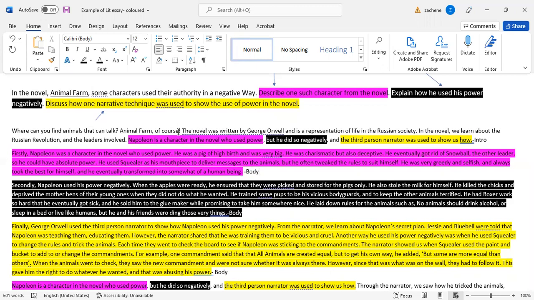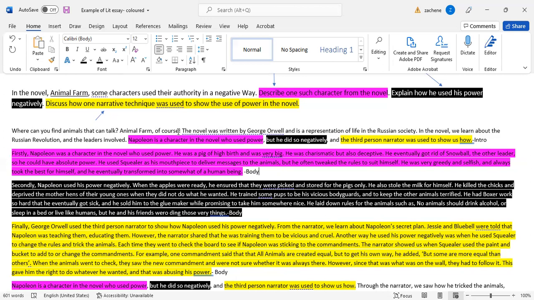We don't need them. Okay, describe one such character. So in the novel Animal Farm, some characters use their authority in a negative way. Describe one such character. Again, based on the sentence before, we know we're looking for a character who used his power in a negative way. Explain how he used his power negatively. Discuss how one narrative technique was used to show the use of power in the novel. All right.